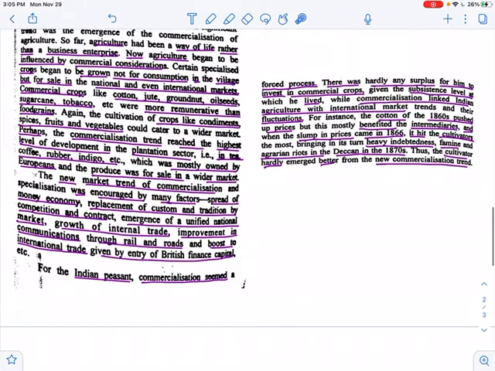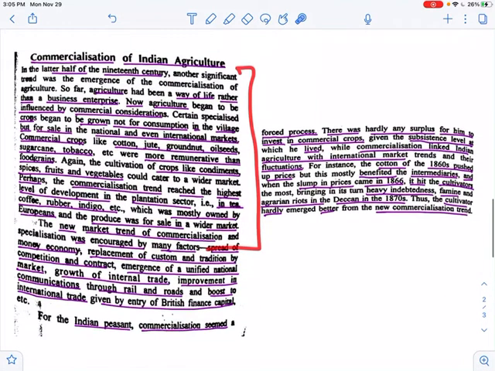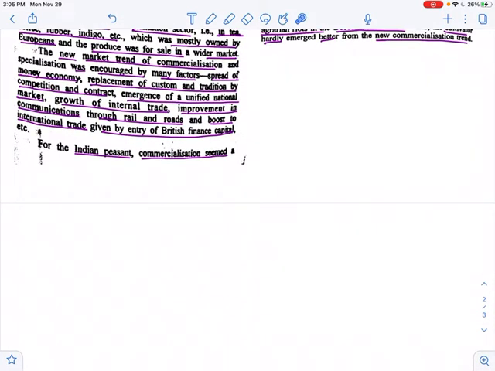So this one is a little bit of introduction to when the commercialization of Indian agriculture started, what it meant, and what kind of change we saw after the commercialization of Indian agriculture. And now let's study about what factors facilitated this process of commercializing our agriculture.